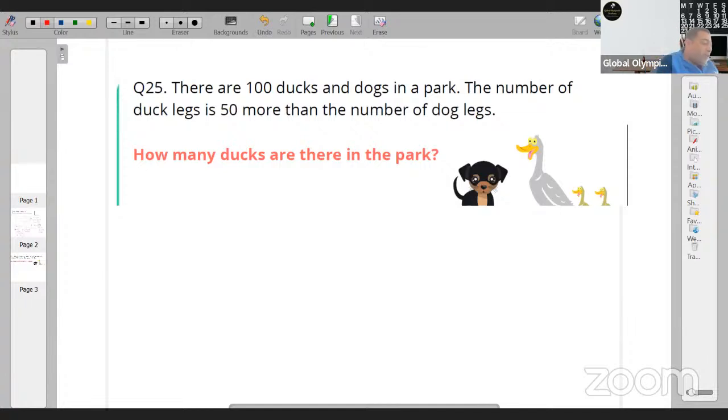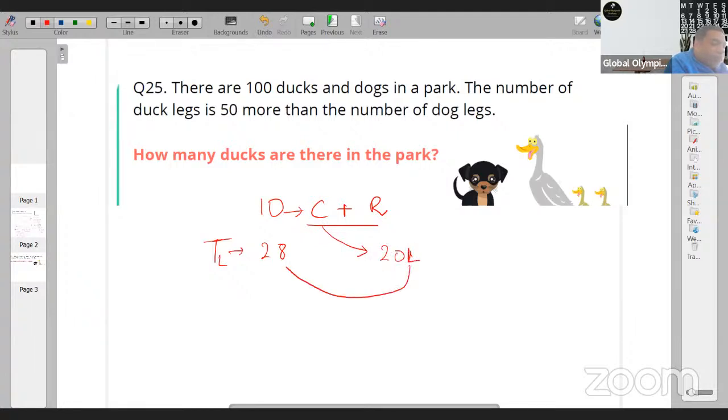So for example, if you have a question which says that chicken and rabbit put together are 10, and the number of legs is 28. Total legs is 28. Then how many chicken and how many rabbits? So we say all 10 are chicken. If all 10 are chicken, then there are 20 legs, correct? But we need to go up to 28.